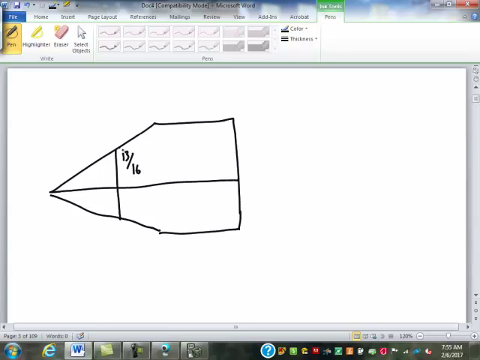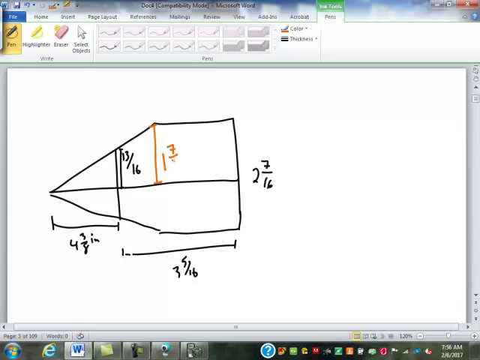So we got that this is 13/16 of an inch from here to here. And this is 4 3/8 inches here. 3 5/16 here. It's obviously not drawn to scale. 2 7/16 there. This dimension here is 1 7/32. How did I get that?